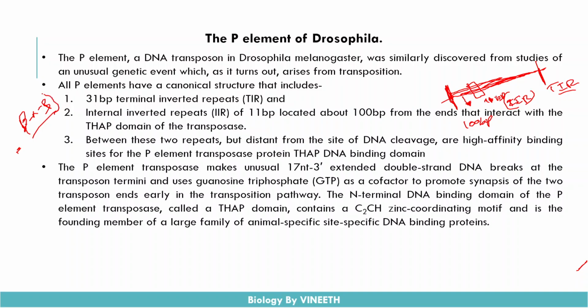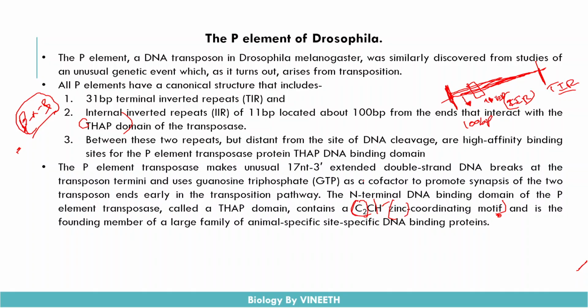Okay, so this kind of super secondary structure involves different types of motifs. So one motif is what? The C2CH zinc coordinating motif. This C2CH zinc coordinating motif contains two cytosines separated by different types of amino acids, and again you will be having a cytosine, and then you will be having the histidine molecule, which are coordinated by the zinc atom, a divalent cation. So this kind of motif makes the THAP domain. This THAP domain will be acting as a DNA binding domain for the P element in the transposase enzyme.